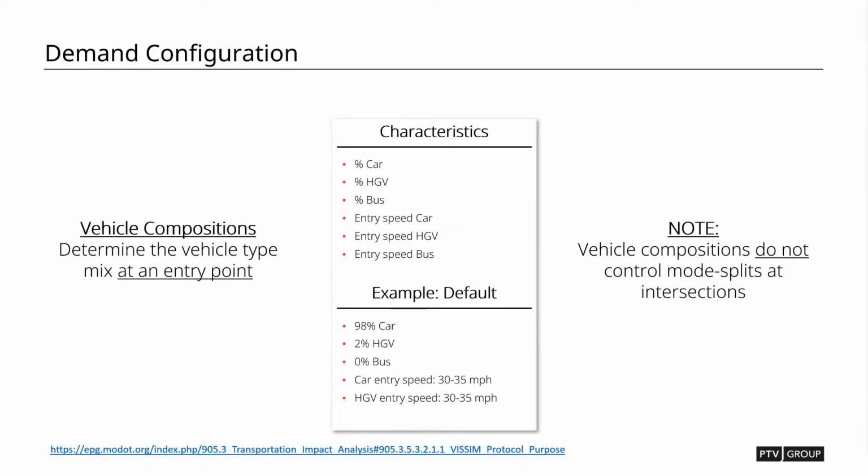Again, the default vehicle composition is a 2% truck mix with 0 buses, and the entry speeds are somewhere between 30 and 35 miles per hour. So it's very common to see new vehicle compositions for different facility types. If you have a vehicle input on the arterials, it might have the default, versus a freeway, where you might have a custom vehicle composition for freeway input points where they're coming in at higher speeds or maybe higher truck mixes.